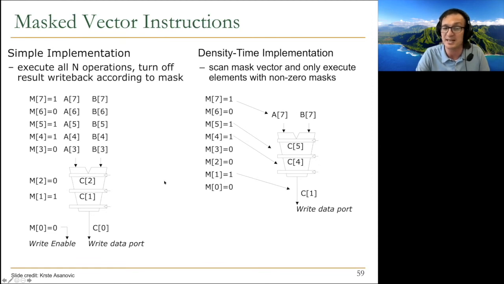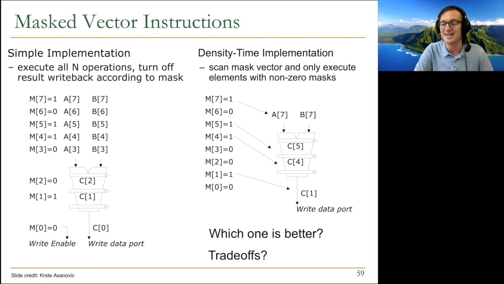It's not busy for those elements that you're not supposed to be executing on. You figure out by scanning the mask register what you should really be executing on. Okay, I kind of answered which one's better and trade-offs. Clearly, you need to spend some time early on to scan the mask vector over here. You don't need to do that over here. But here, you're executing everything in a vector length, whereas here, especially if the vector is sparse, you may actually be executing very little.